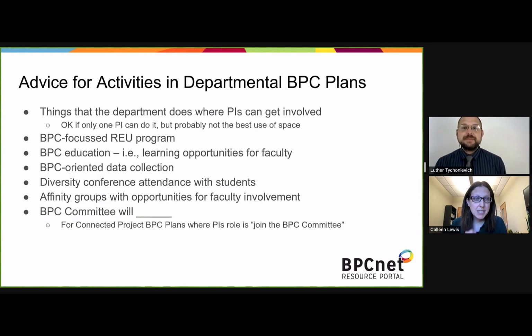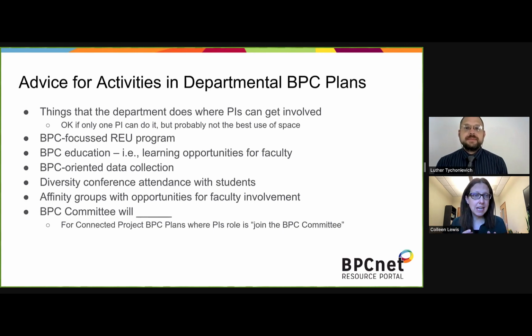Okay, so advice for activities. By far, the activities are the most important part of the departmental BPC plan. So start by identifying things that the department does where PIs are already involved or could be involved. There are lots of things that my department is doing where PIs are not particularly involved, and those can be included because they're really important to our BPC efforts in the department, but it's not the best use of space for us.